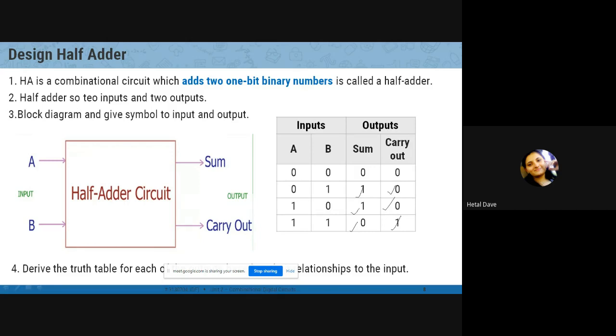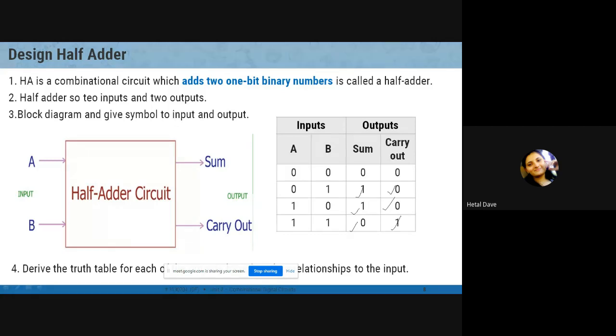How does this truth table come about? First of all, we consider the definition. Remember this thing: every time you need to focus on the definition. Based on the definition, you will decide the number of inputs and outputs. After it, you will draw the block diagram. And based on the block diagram as well as the definition, you will prepare the truth table of any circuit.